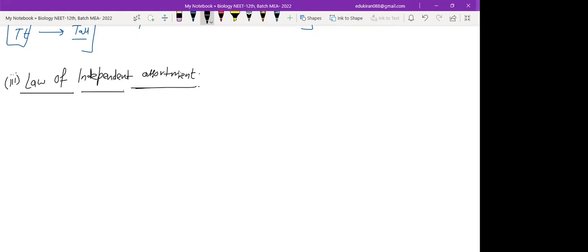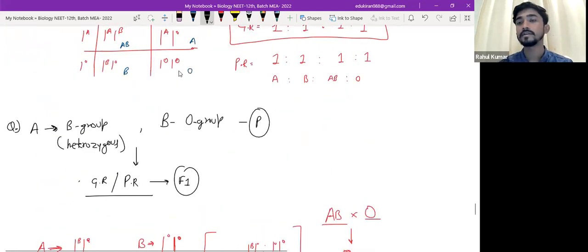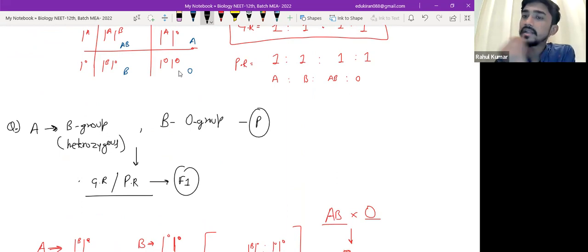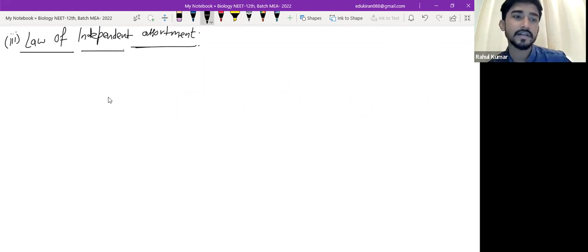Till now, we have only dealt with a single character which is having multiple alleles. Whether it is height, flower color, or blood group, it is just one character with multiple alleles. In case of blood group, there are 3 alleles. In other cases, there are 2 alleles. But the character is single. But in reality, we do not talk about just one character. There are multiple characters. So let's say there are 2 characters present.